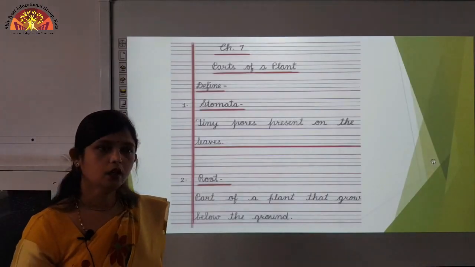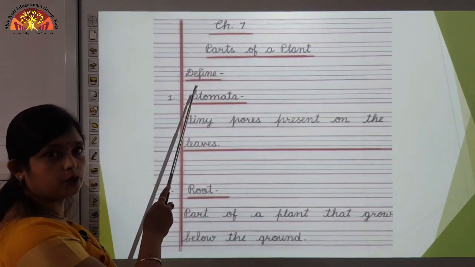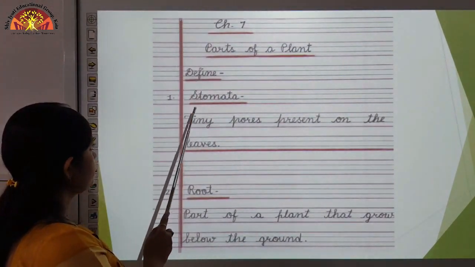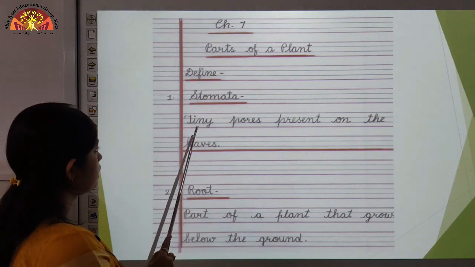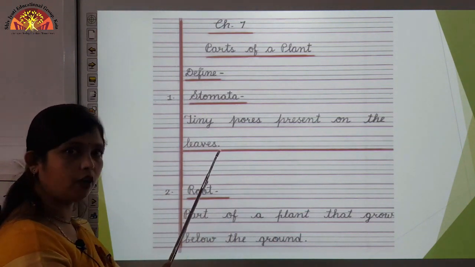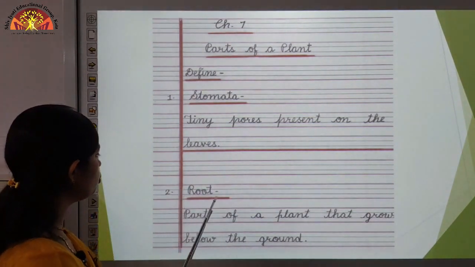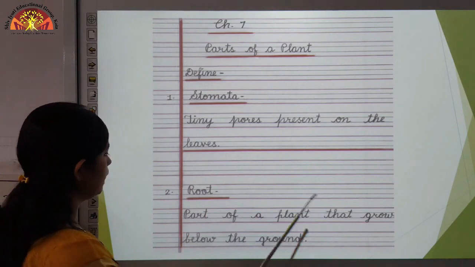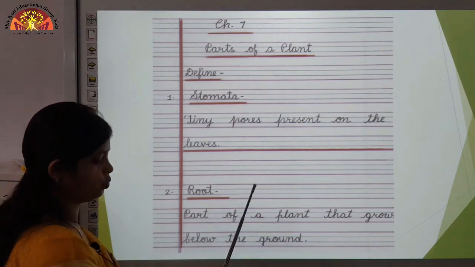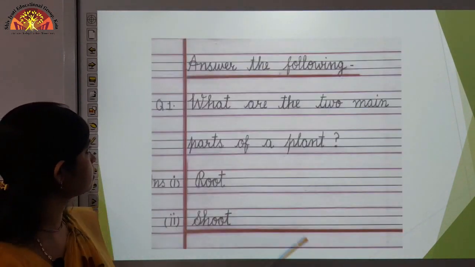Now we come to the copy work, children. Here first of all let us start with define. First define is stomata. So these are tiny pores present on the leaves, as we have already discussed that these help a plant to breathe. Then root, parts of a plant that grow below the ground is called root.